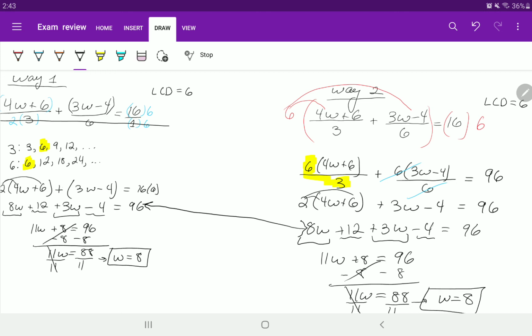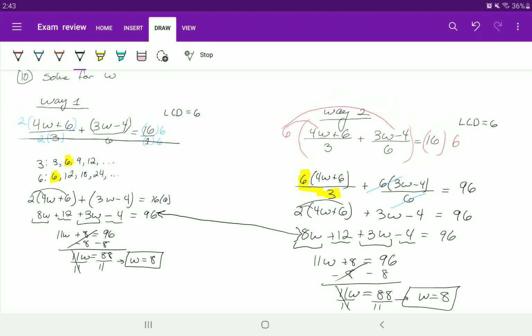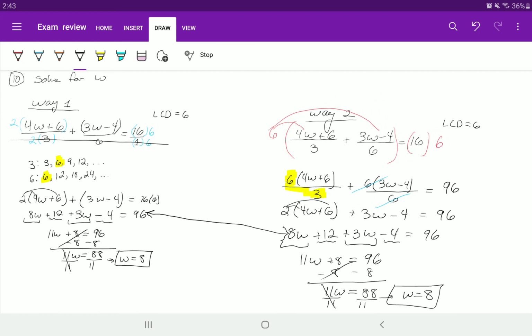Alright guys, that is number 10 done in 2 different ways. Your professors do it in one of the 2 following ways, either way number 1 or way number 2. Either case, you're going to find the least common denominator first and then perform each method. And if you have your own way that still works, then use your way.